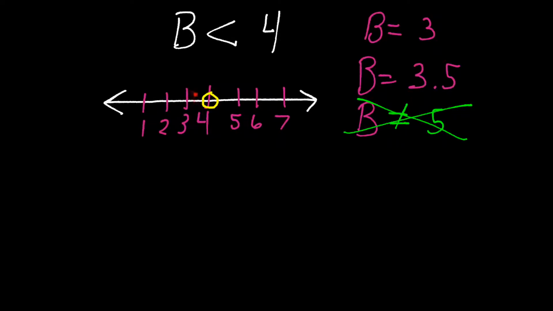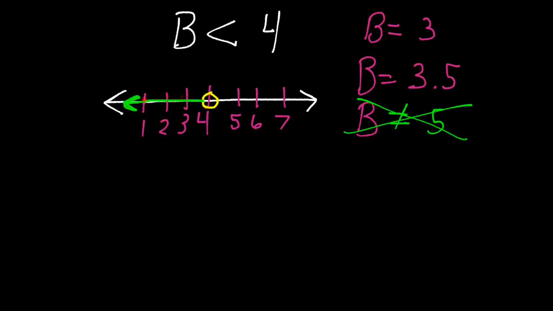And now that I have my open circle for less than, I will draw an arrow pointing the way that the tail of our inequality points. So the tail is right here. It's pointing to the left. So my inequality arrow is also going to go to the left. And this is the graph for b less than 4.